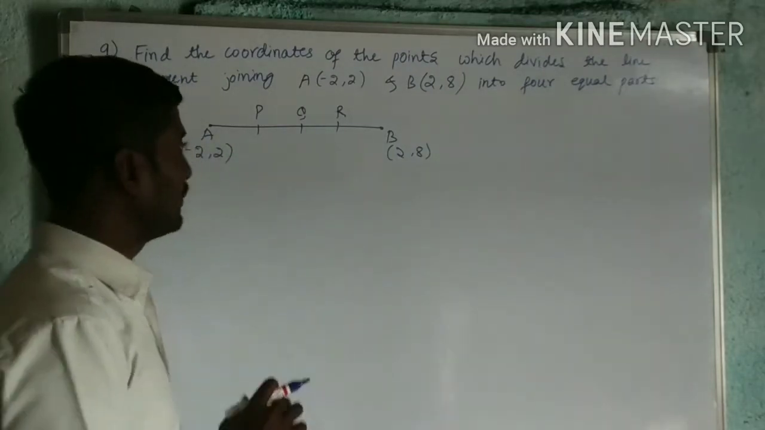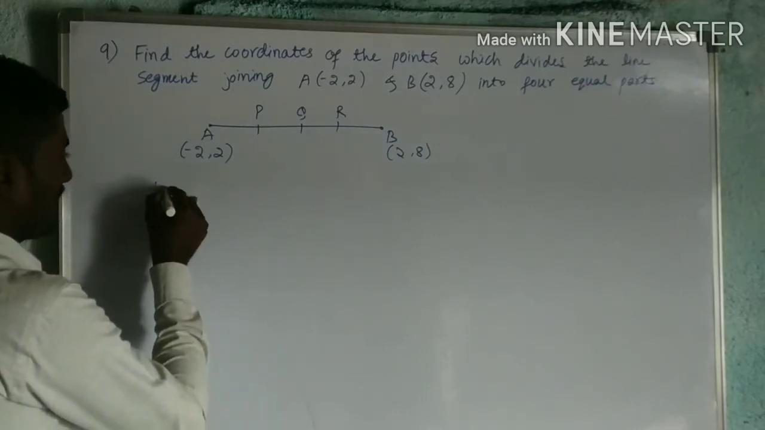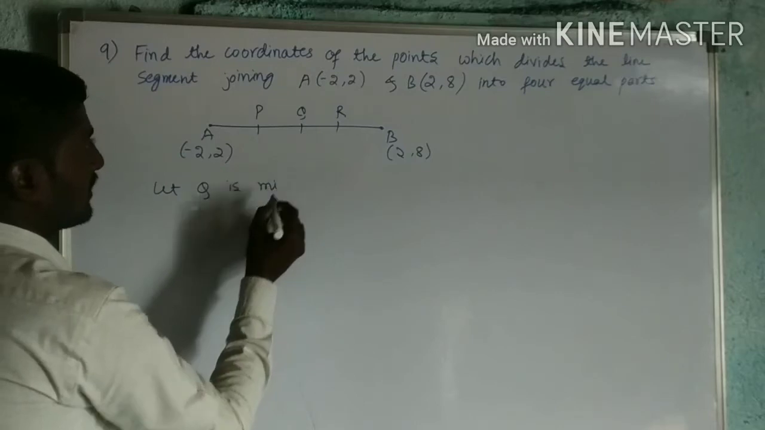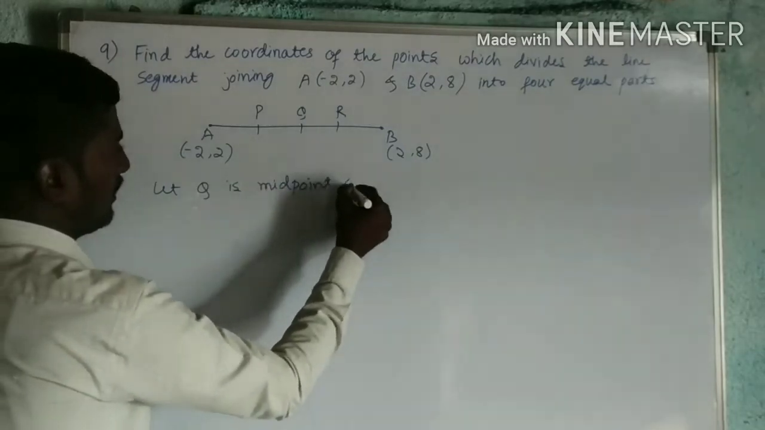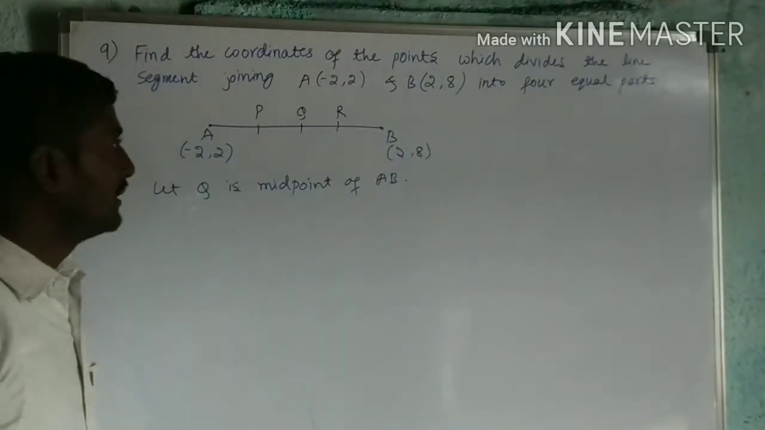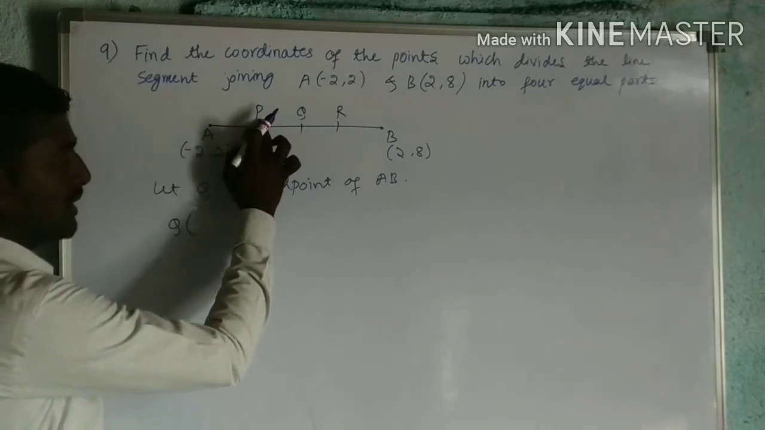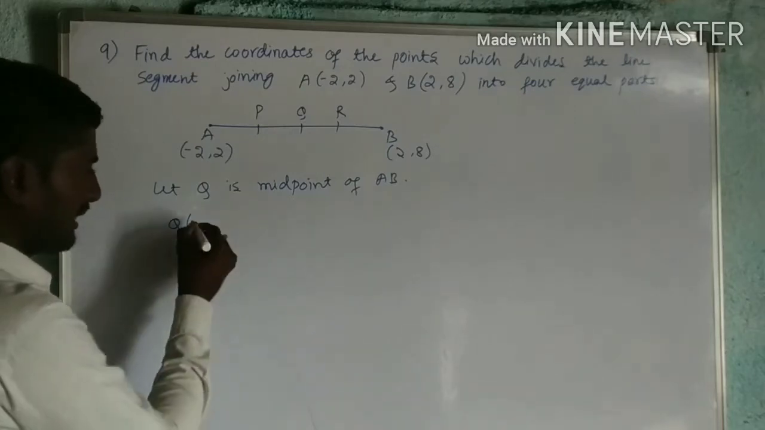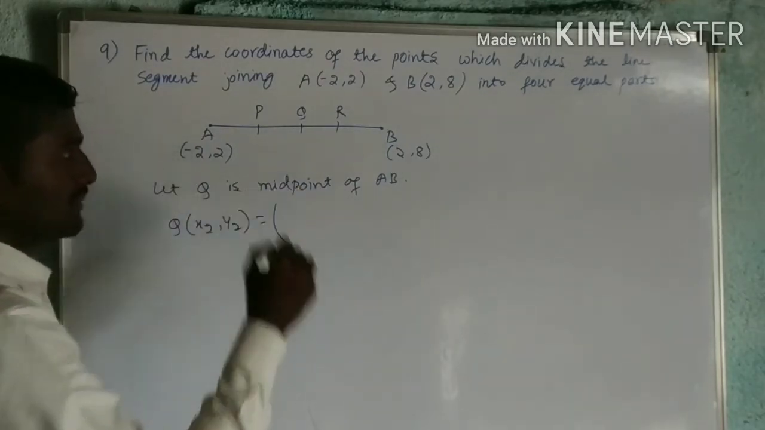Okay, so Q is the midpoint of AB. Let Q be the midpoint of AB. I will take this as x1, y1, this as x2, y2, and this I will take as x3, y3.